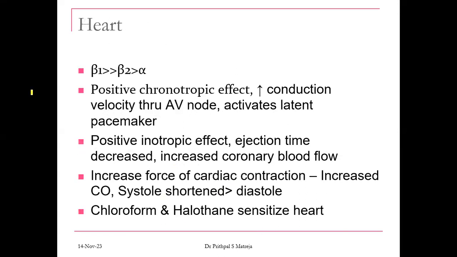Now, normally in the heart, we have beta 1 receptors which are maximally present. This is followed by beta 2 receptors, and then there are some amount of alpha receptors. I've already told you that these have a positive chronotropic effect. That means that they increase the contraction of the heart, thereby increasing the heart rate. They have a positive dromotropic effect. They tend to increase the conduction velocity, and they also tend to activate the latent pacemaker. They also increase the inotropic effect, causing a decrease in ejection time and an increase in coronary blood flow.